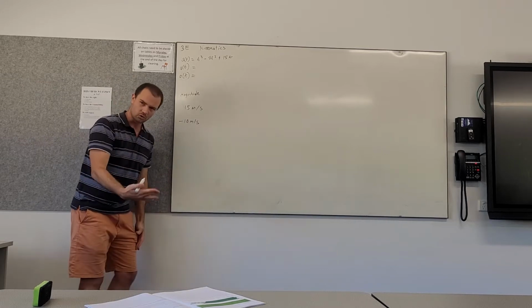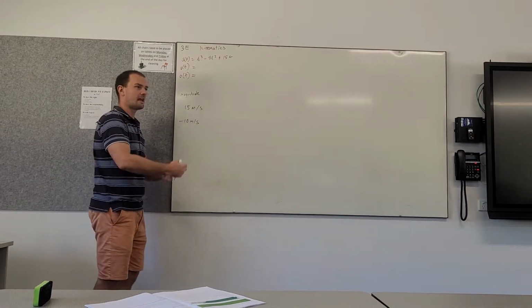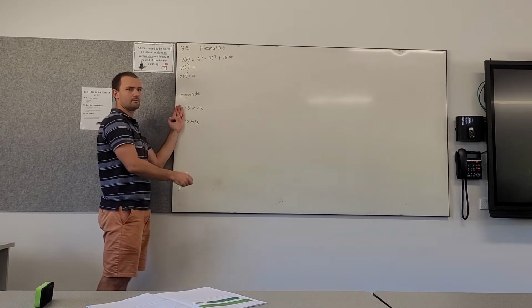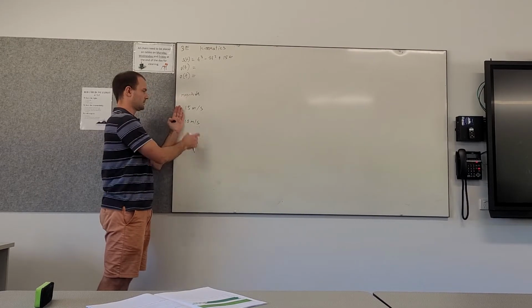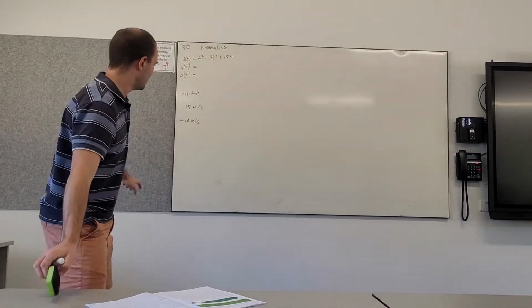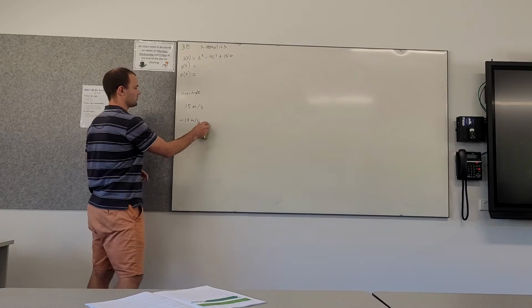But the magnitude, when we say that word magnitude, it just means how fast. Like remove the positive or negative. What is the size? That's what that word magnitude means. What is the size of the velocity? Well, it's 10 meters a second. That's how fast it's traveling. And then the negative, or the positive, tells you which direction.